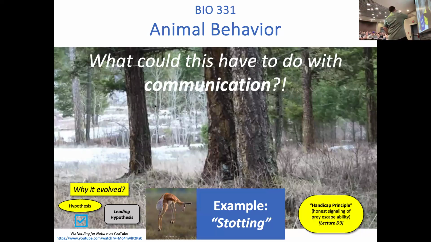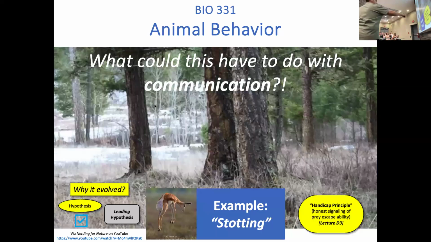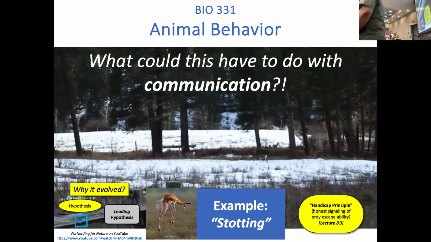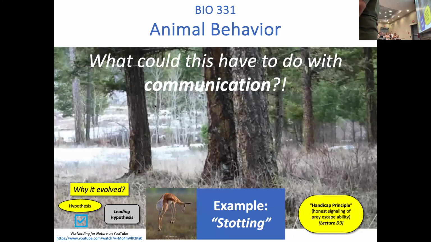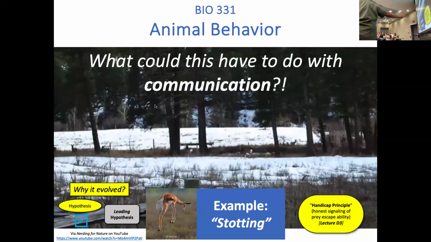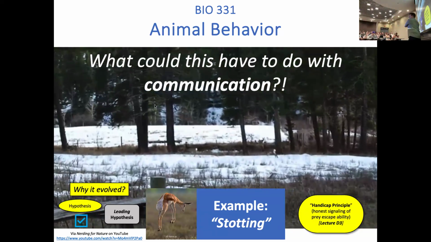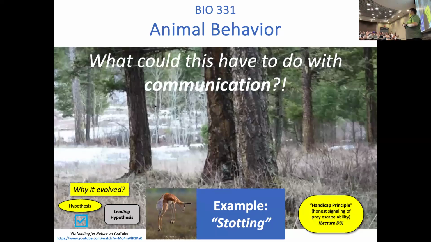But that's the leading explanation right now for why we have stotting in all of these prey animals. It signals their health. It's the so-called handicap principle. You could not have this costly handicap if there wasn't a lot of other stuff going on for you. And we're going to see that handicap principle come up in a lot of other animal behavior examples later in the semester. Any questions about this general idea? Again, we're going to learn about the handicap principle later in the semester. This is my example of the types of stuff that motivates what you're going to learn here in this class.